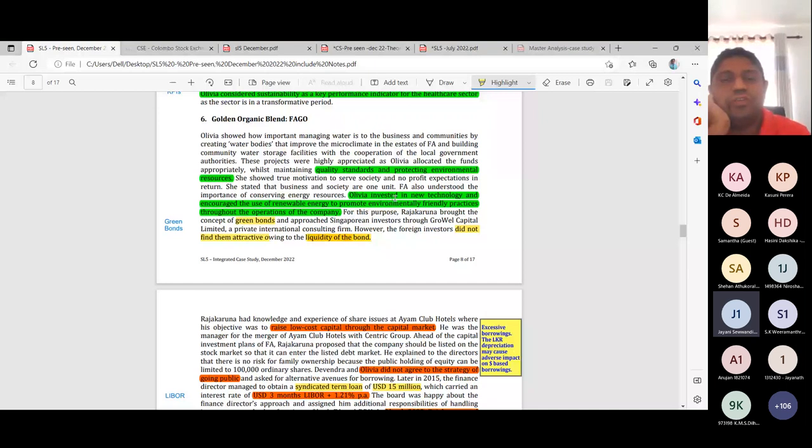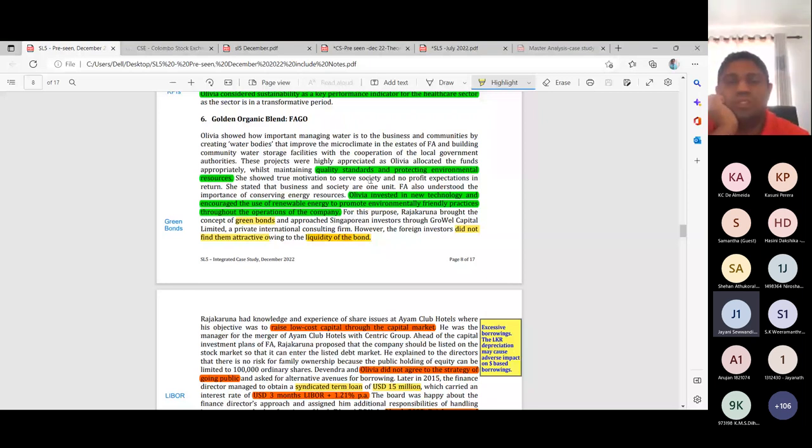Then she shows true motivation to serve society, with no profit expectation in return. See this, she shows true motivation to serve society. So a leader who wants to serve society. We talk about even social entrepreneurship these days, right? No profit expectation in return. She stated that business and society are one unit. Now see this, she stated that business and society are one unit.